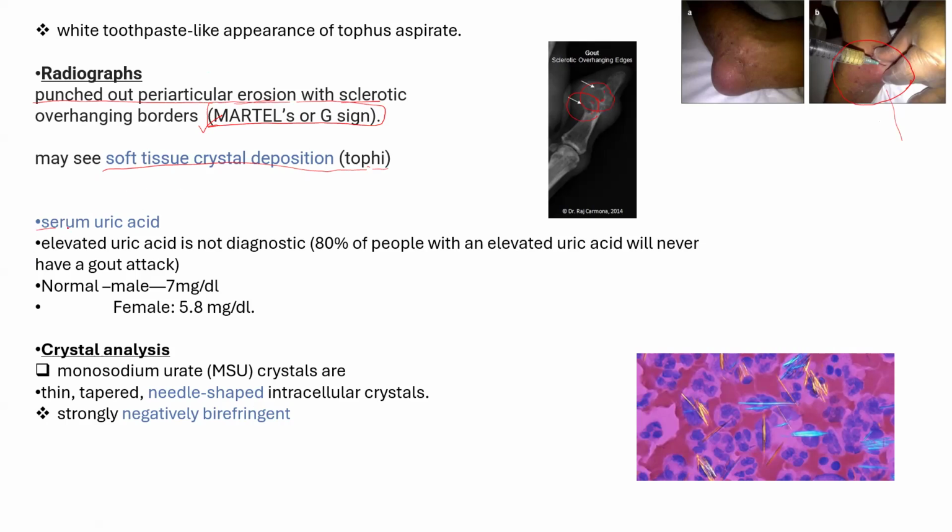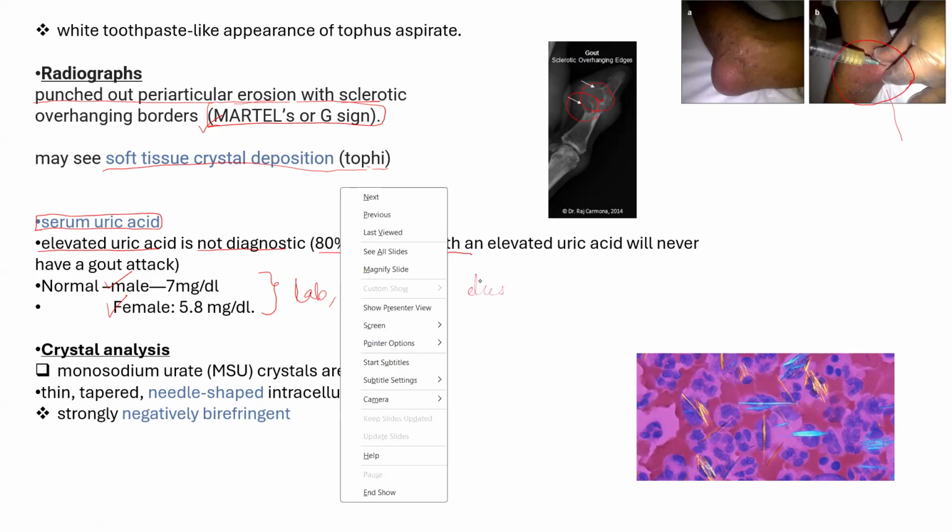The other investigation we do is serum uric acid, but you need to note that uric acid is not always elevated. It's not always diagnostic in acute gout because 80% of people who have acute gouty arthritis may have normal uric acid. So what is the normal uric acid? In males, it is 7 mg per deciliter. In females, 5.8. But this value generally changes, depending on the lab and the origin of the patient, like Western or Middle East population, who have various levels and genetic conditions.